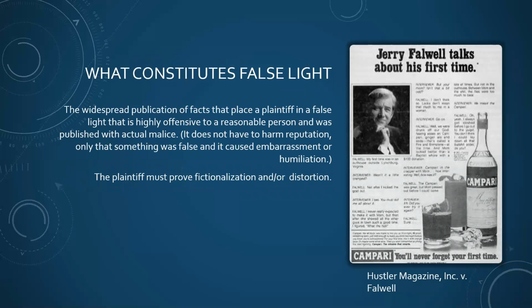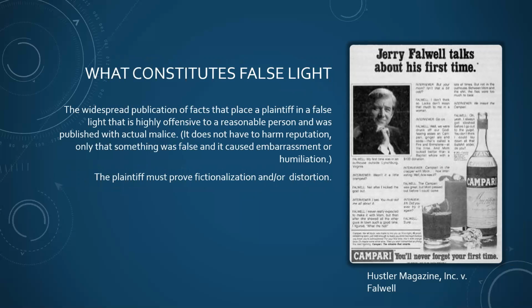So what constitutes false light? False light, again, is where you change things in context, but it's the widespread publication of facts that places a plaintiff in a false light that is highly offensive to a reasonable person and was published with actual malice. So you know that you're moving the pieces around so that it looks different.